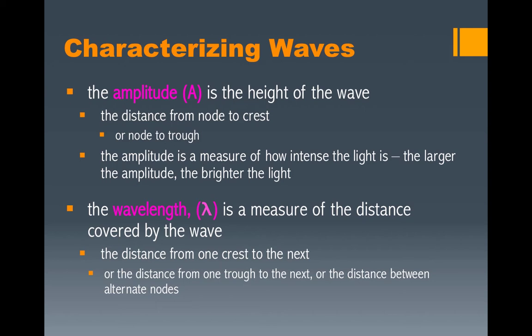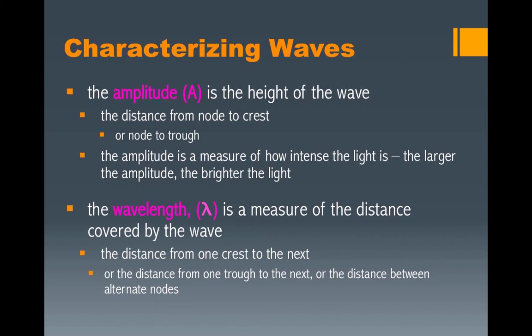One of those things is called amplitude. Its abbreviation is A. This is the height of the wave, from the origin, or what we call the middle of the wave, to the top, which is called the crest, or from the origin to the bottom, which is called the trough. Amplitude tells you how intense the light is or how bright it is.